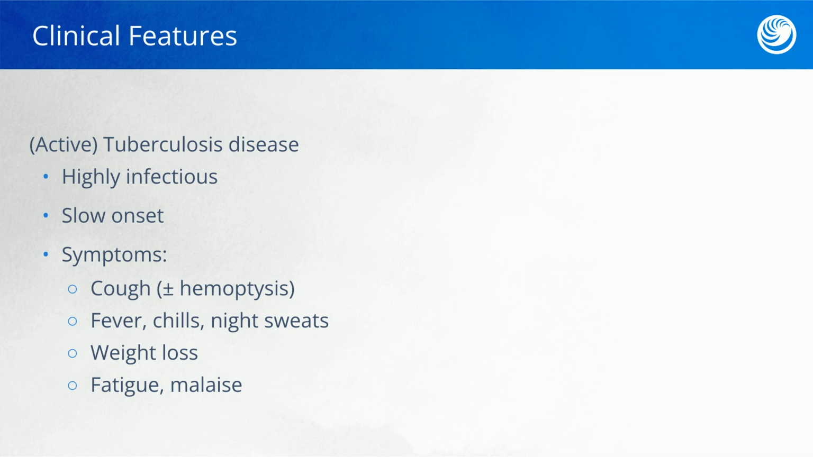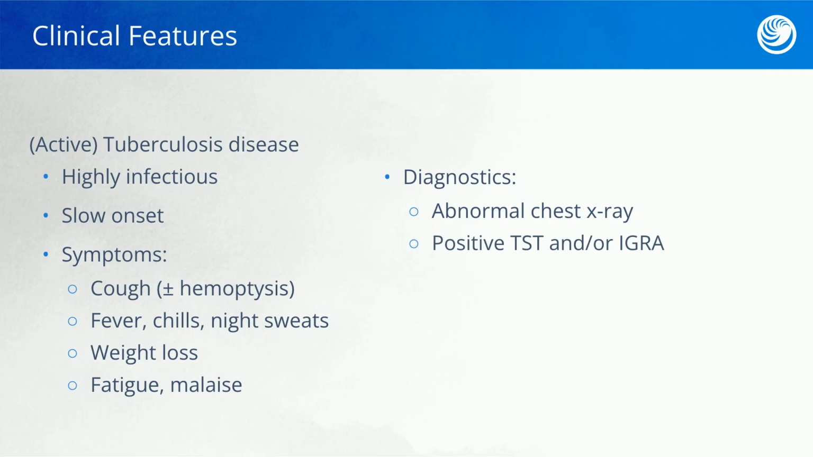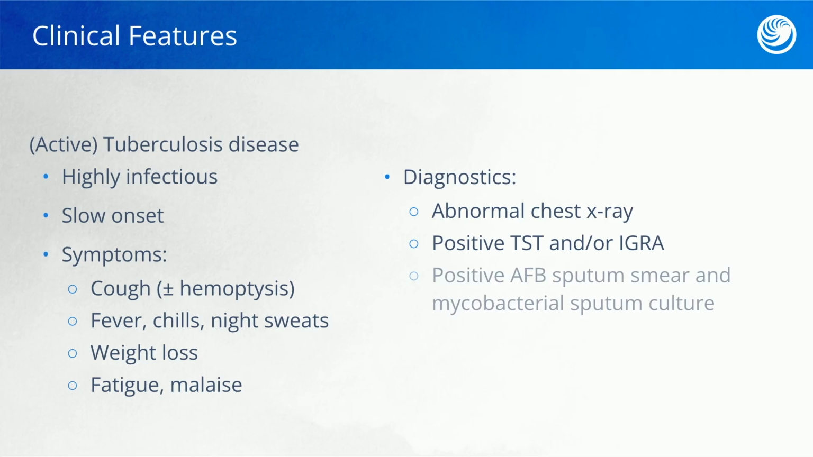There's a couple different ways we diagnose active TB. The first is going to be through an abnormal chest X-ray. As TB begins to move across the lungs, it's going to be visible on X-ray. They're also going to have a positive TST and/or IGRA. Finally, it's very important for these clients that we do sputum samples. These clients are going to have a positive acid-fast bacillus sputum smear and a mycobacterial sputum culture.